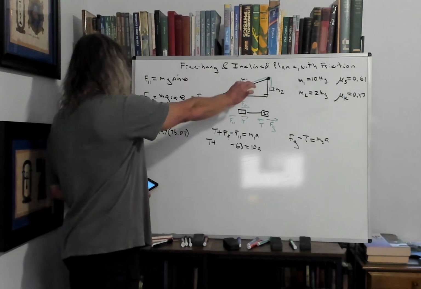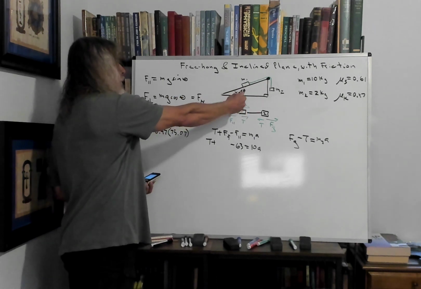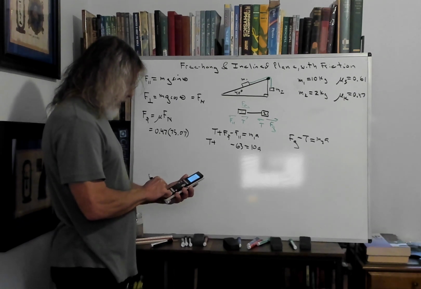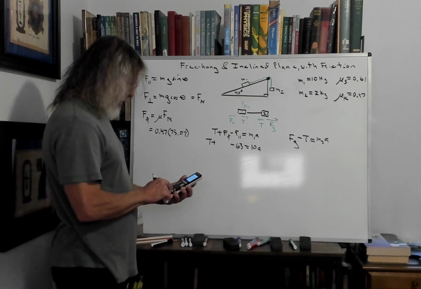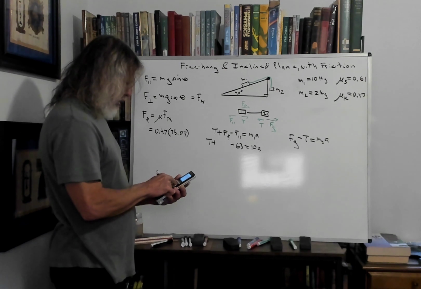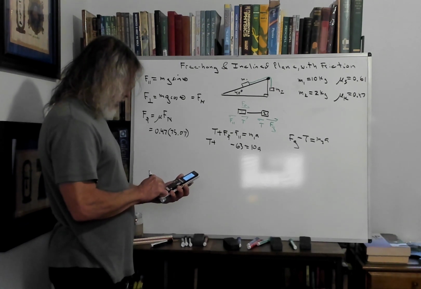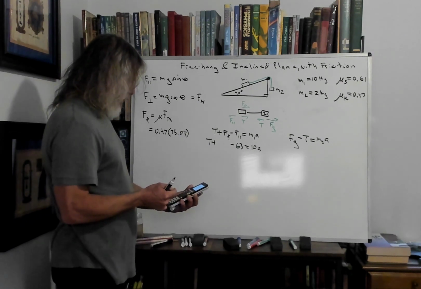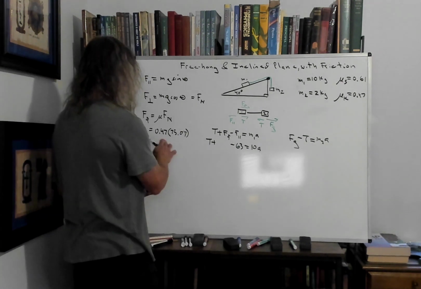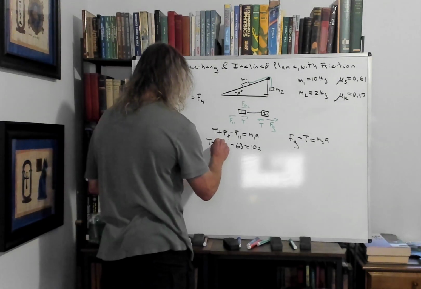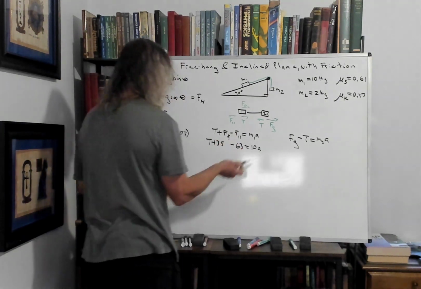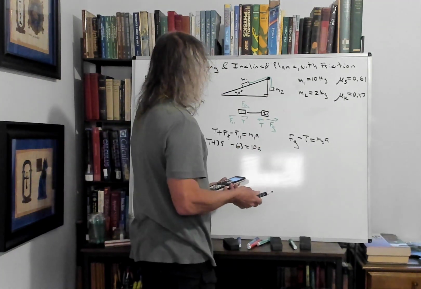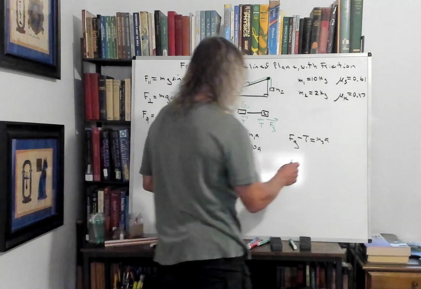So gravity's pulling it down at 75 newtons. So the board supports it at 75 newtons. So that times 0.47. Whoops. 100 times 0.47 is 35.28. So this is 35.28. Round it to 35. Over here, this is 9.8 times 2, 19.6.